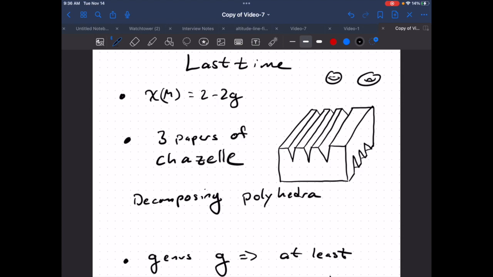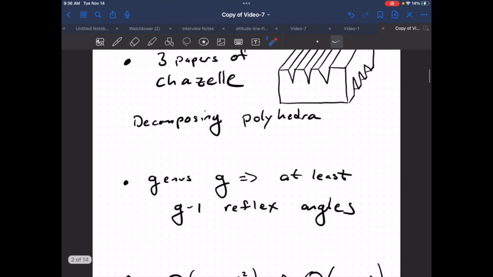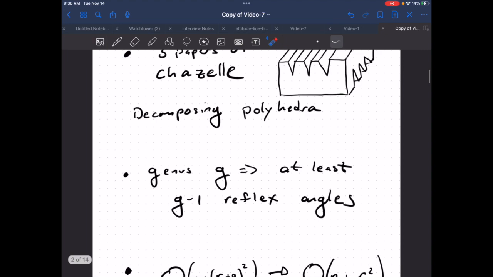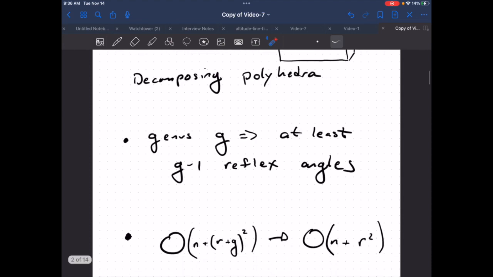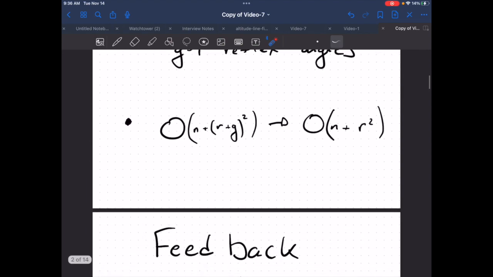And then we looked at 3 papers of Bernard Chazelle on decomposing polyhedra into tetrahedra. So remember, this thing was an example of a polyhedron that required many tetrahedra. And we showed, or Chazelle showed, that if you have a genus G surface, then you have at least G minus 1 reflex edges. And this allowed us to simplify an expression for the number of tetrahedra needed to decompose a polyhedron. So that was last time.